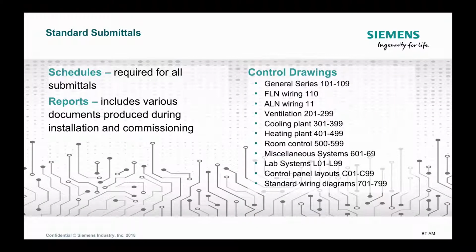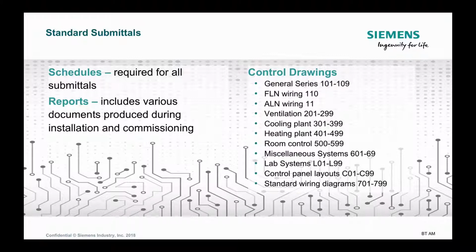The first section is where the equipment schedules are included. All of our submittals are to have completed equipment schedules. This section is required and is where you will find valve, damper, airflow station, flow meter, VAV box, variable frequency drives, and other equipment provided by Siemens.